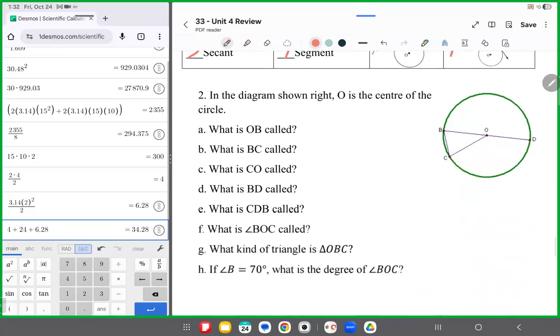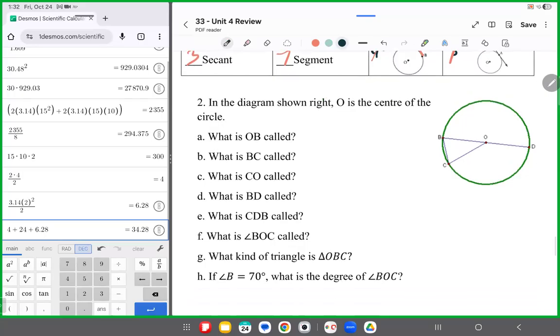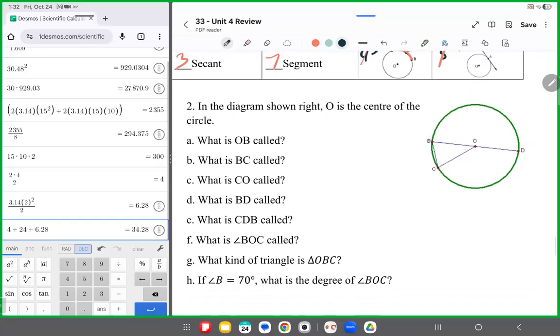Okay. Again, this is another support question from lesson 19. In the diagram shown right, O is the center of the circle, and it wants to know what the names of these various things are going to be called. And so what will we call OB? From the center of the circle to the outside, OB would be called the radius.